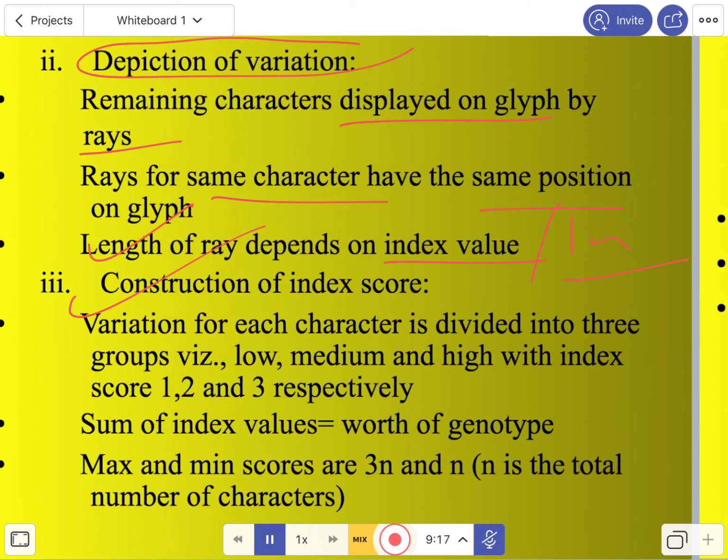The next step is construction of the index score. How to construct it? Variation for each character is divided into three groups: low, medium and high, with index scores 1, 2 or 3 respectively. The sum of the index values equals the worth of the genotype. The worth of a genotype is calculated by adding all the index values of all the characters. The maximum and minimum score of an individual will be 3n and n, where n is the total number of characters included in the study.